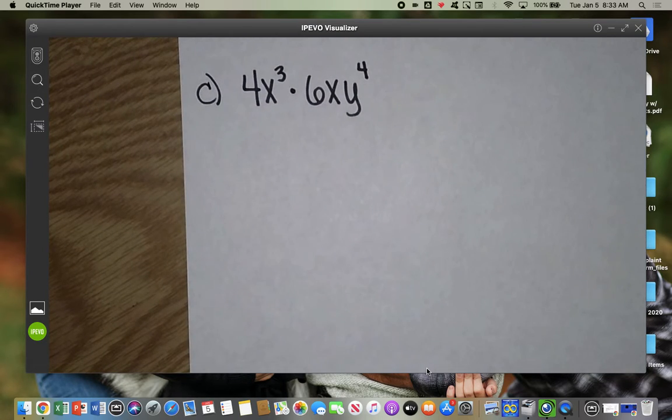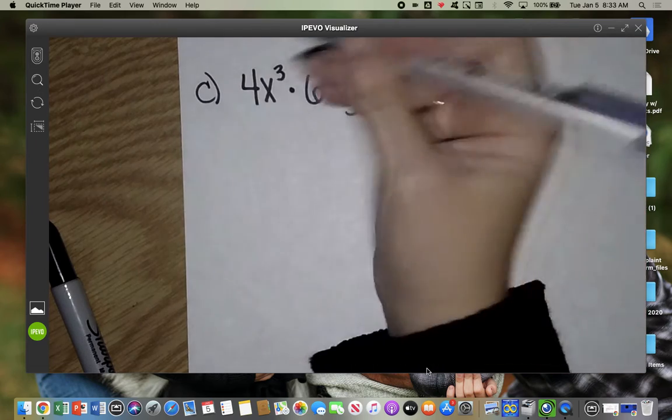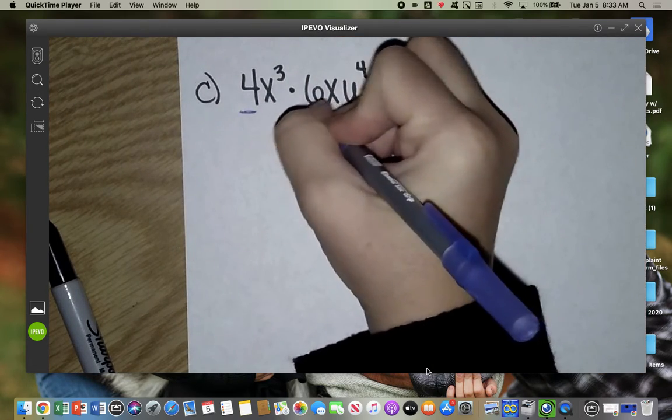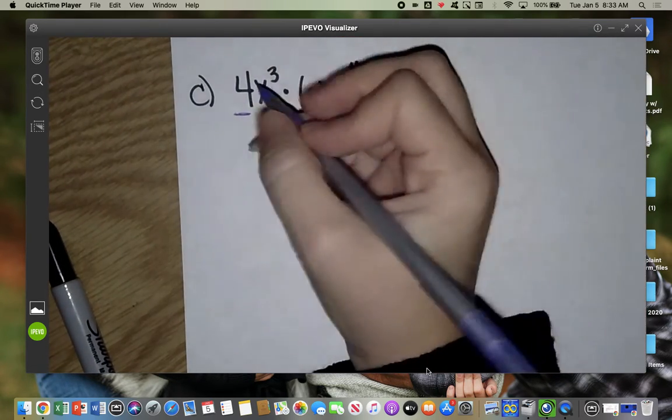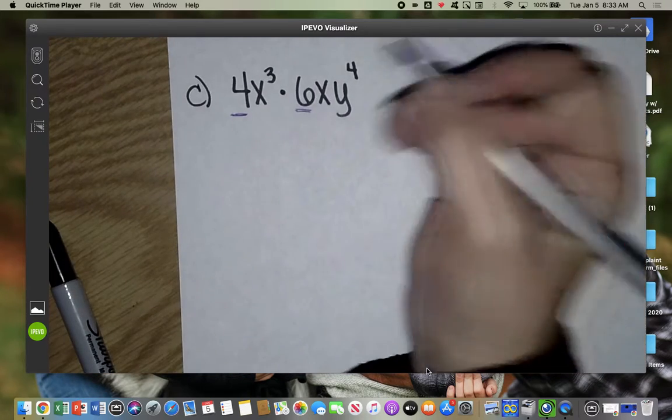We have 4x cubed times 6xy to the 4th power. Whenever we are multiplying, what do you think we're going to do to the coefficients, the 4 and the 6? We are going to multiply those. So that will end up being 24.